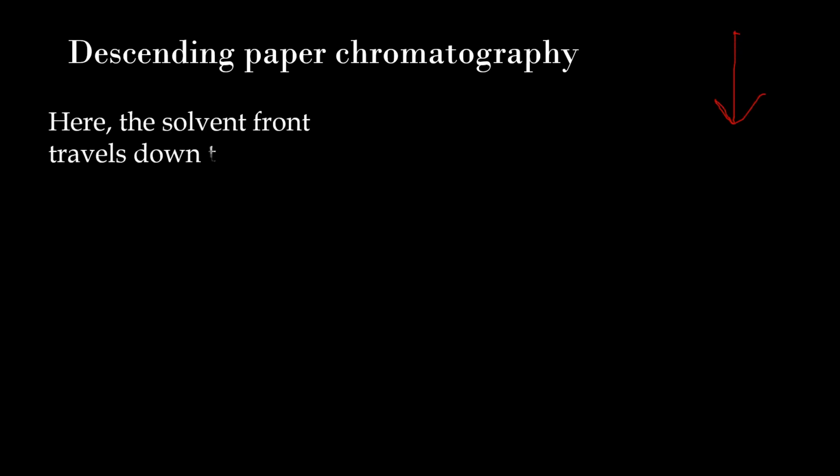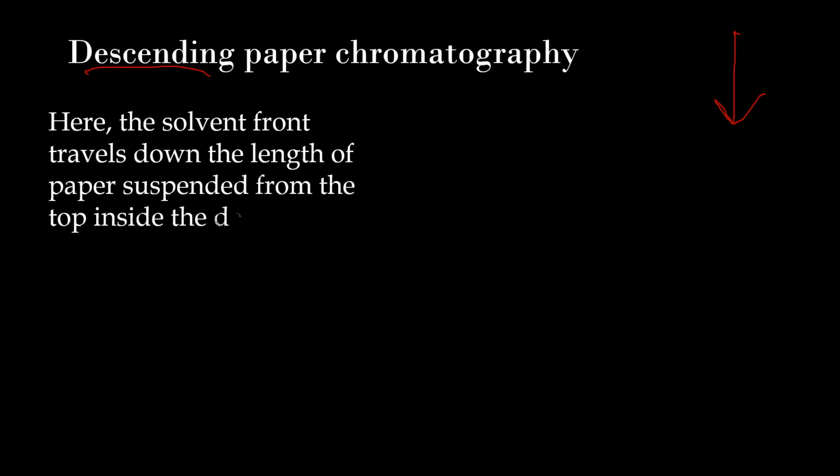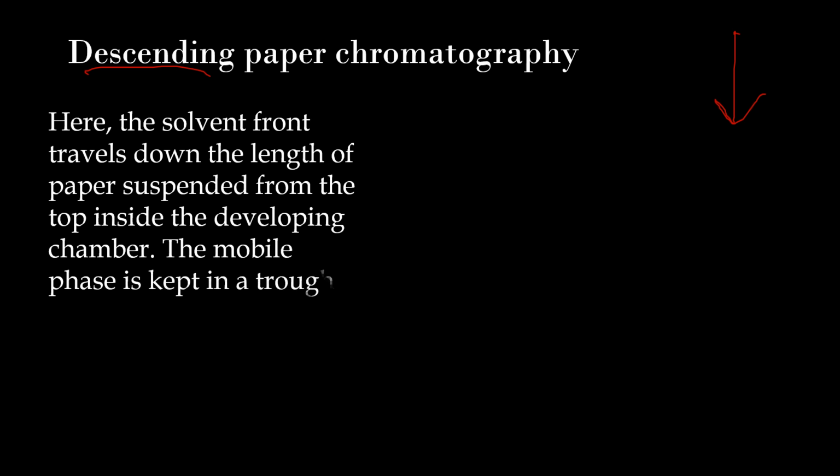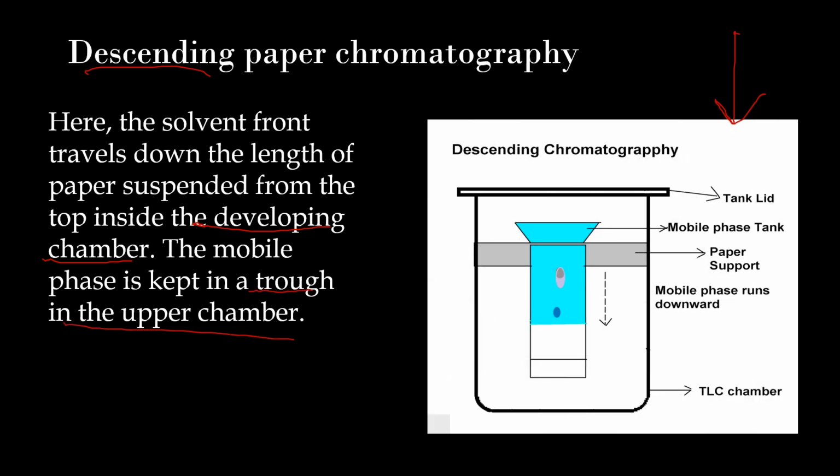Next type is descending paper chromatography. Downward movement as the name indicates. यहाँ पे क्या होता है, solvent front travels down the length of suspended paper from the top inside the developing chamber. Mobile phase is kept in a trough in the upper chamber. यहाँ पे हमारे पास एक upper chamber होगा. ये it is sealed. It contains the mobile phase. Paper is suspended from this mobile phase tank.